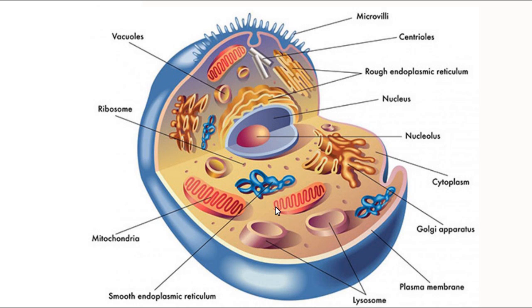So mitochondria converts the sugar that we eat, usually in the form of glucose, into ATP energy so that our body can function for things like digestion or moving around.